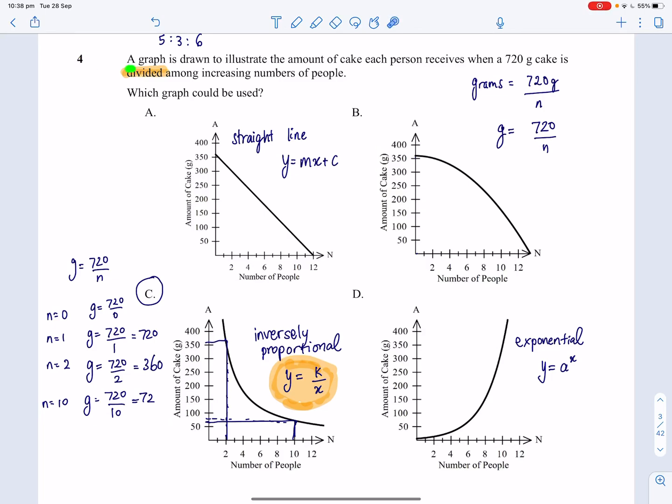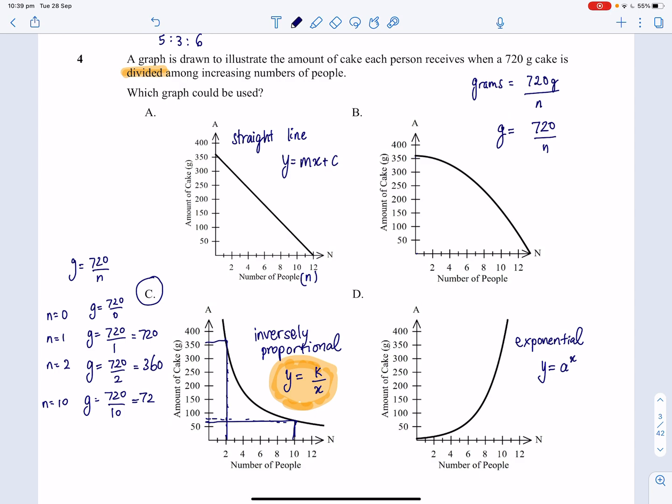Question 4. A graph is drawn to illustrate the amount of cake each person receives when a 720 gram cake is divided among increasing numbers of people. Which graph could be used? Each of these graphs has the amount of cake in grams on the y-axis and the number of people, let's call that n, on the x-axis.